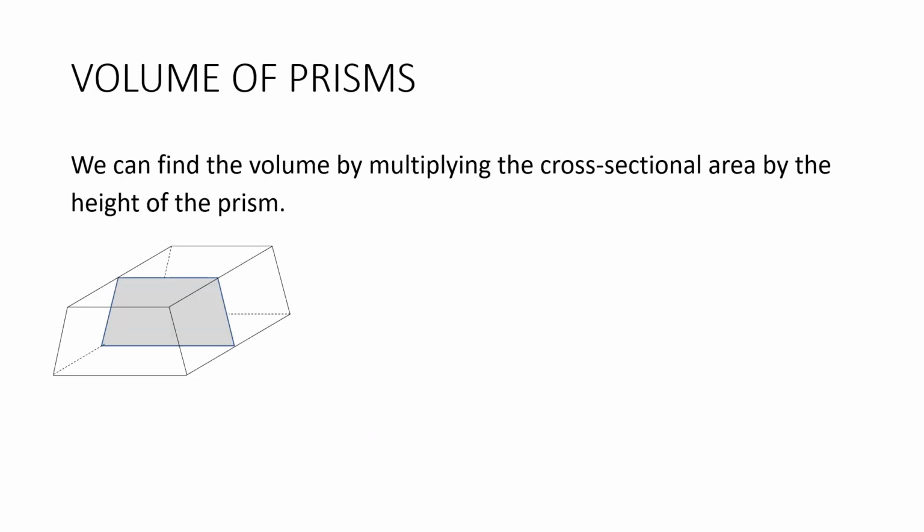Now we can find the volume of any prism by multiplying the cross-sectional area by the height of the prism. So here we have a trapezoidal prism, and the area of the trapezium is 20 centimeters squared, and the height is 4 centimeters. We're going to use this formula. Volume is equal to the area of the base times the height. Now when I say area of the base, I mean the cross-sectional area.